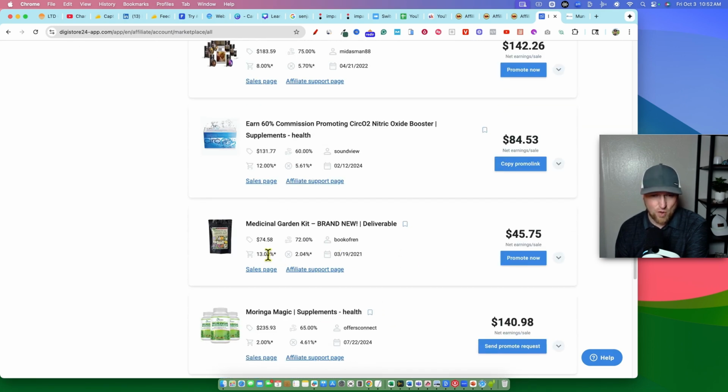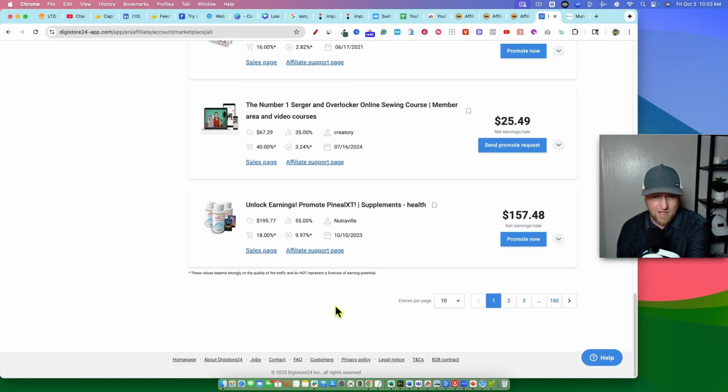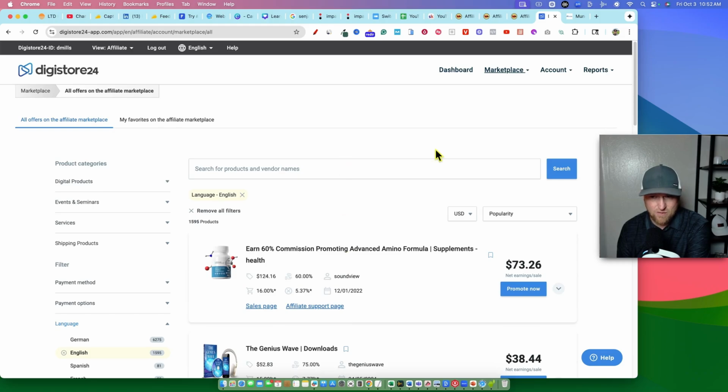Like right over here, this is great. A 13% conversion rate, only a 2% refund rate. It's a medicinal garden kit, brand new right over here. So you can come through here and start looking at conversion rates. Now, cart conversion, you can click on cart conversion.